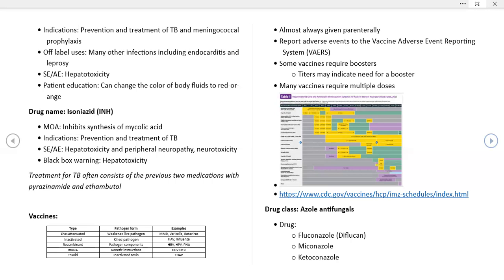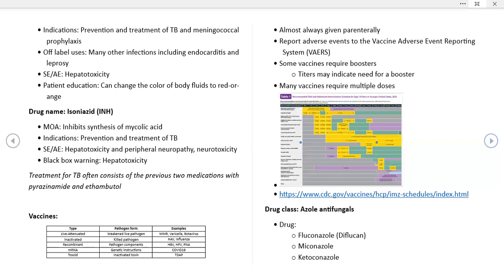Vaccine Adverse Event Reporting System, or VAERS, is a mandatory reporting that you have to do for any patient that has an adverse effect of a vaccine. So if they got a vaccine and 30 minutes later they develop a major rash or angioedema or something like that, you would have to report that. It is a mandatory reporting, just like child abuse, elder abuse, etc.